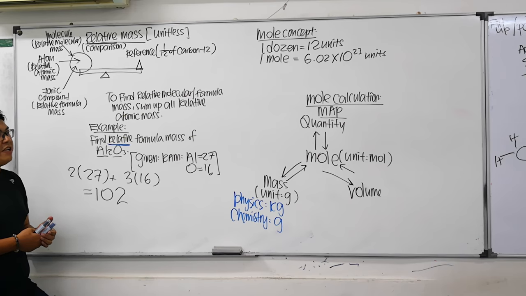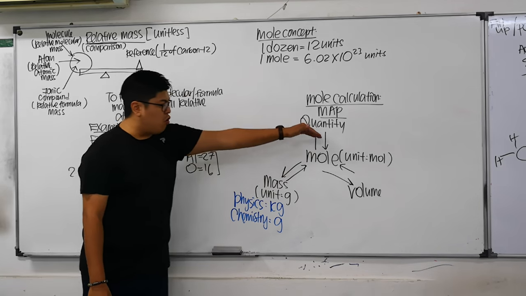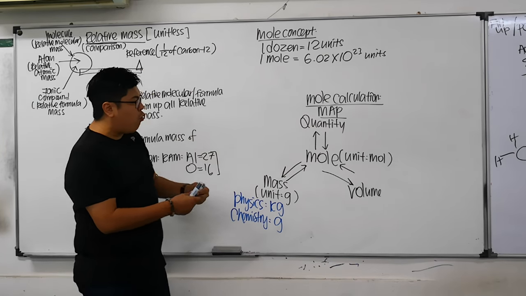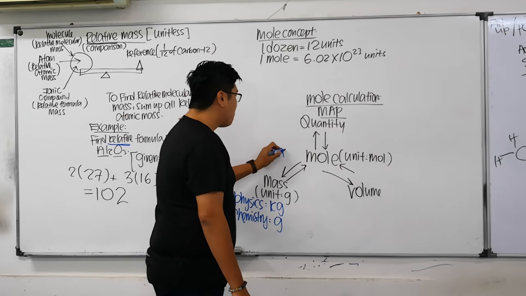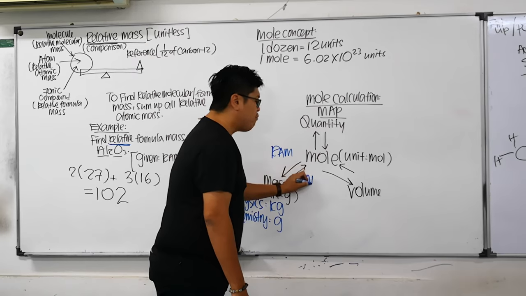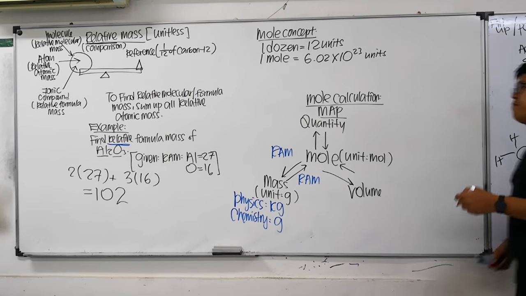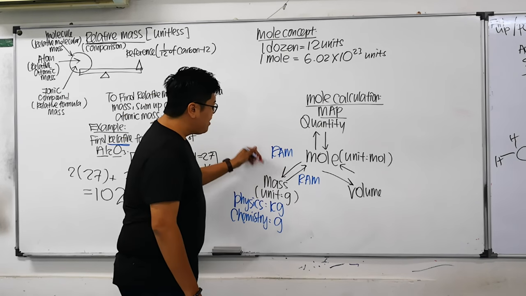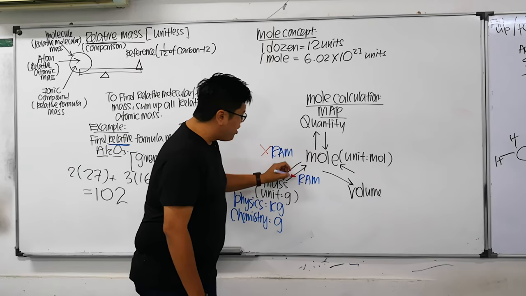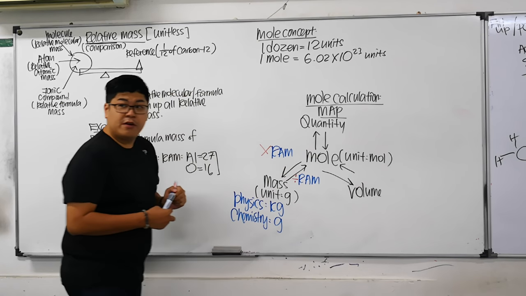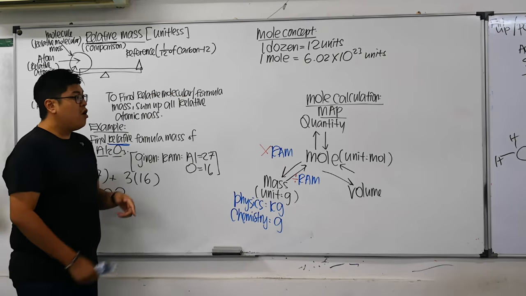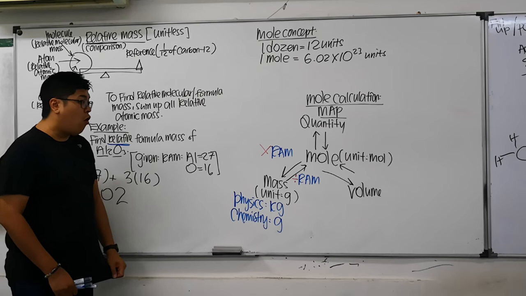You all must know what is the operation and what is the relationship. When you want to change mole to mass or mass to mole, always use RAM, relative atomic mass, that we learned previously. Lastly, you must know your operation. Mole change to anything, times. Anything change to mole, divide. This is a very important relationship that you need to know, okay?